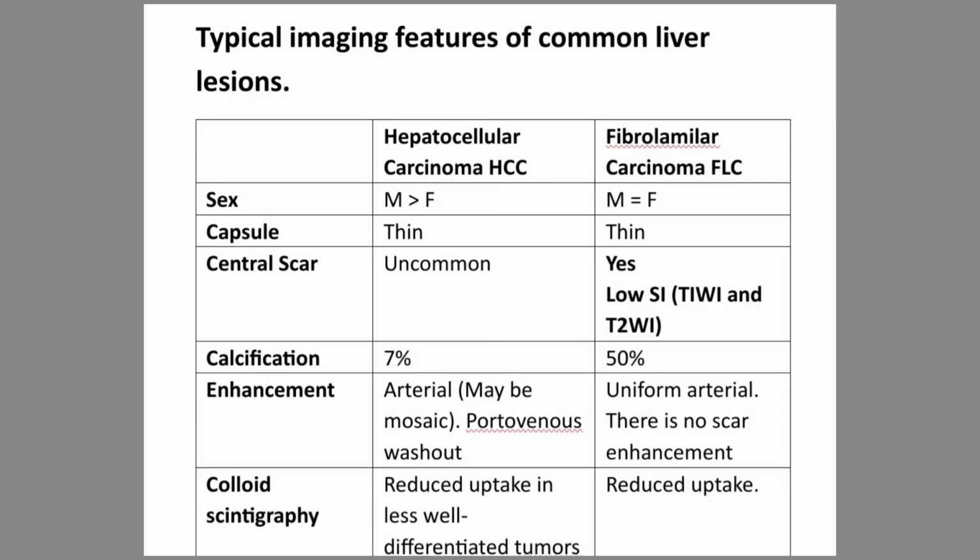Two quite common malignant lesions of the liver, known as hepatocellular carcinoma and fibrolamellar carcinoma, can be seen in male and female. Especially in hepatocellular carcinoma, male predominance can be seen, while in fibrolamellar carcinoma both male and female can be affected. As far as the capsule of the lesion is concerned, in hepatocellular carcinoma you will find a thin capsule, and also in fibrolamellar carcinoma there will be a thin capsule.